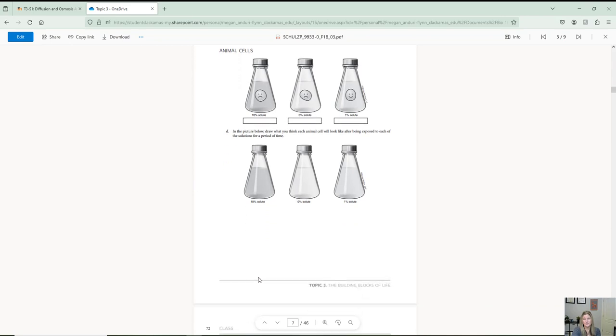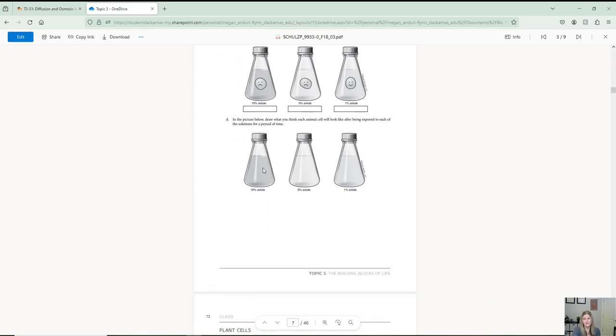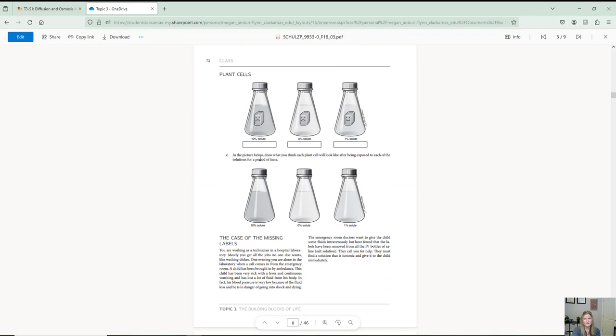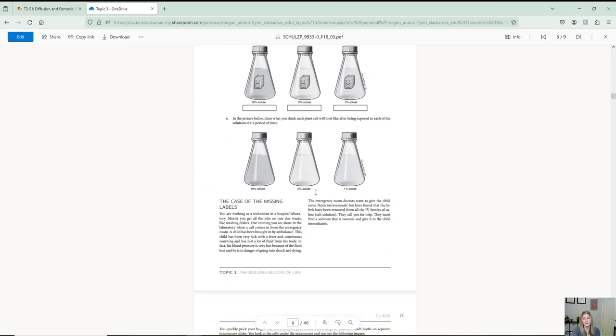And then same with down here, you're going to draw a picture of what you think an animal cell will look like if it's placed in that solution. Do the same thing with the plant cell. So which one's hypertonic, hypotonic, and isotonic, and then draw a picture.